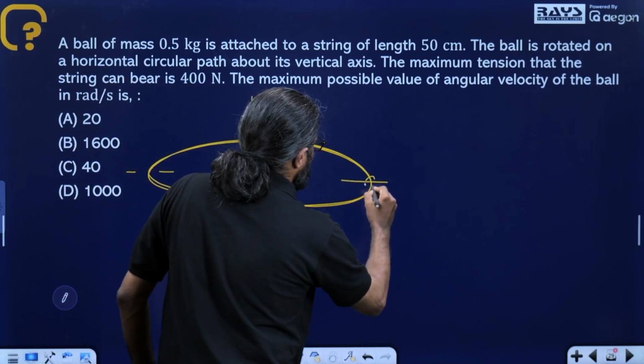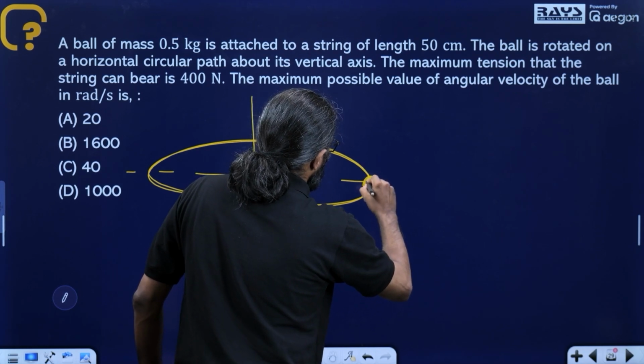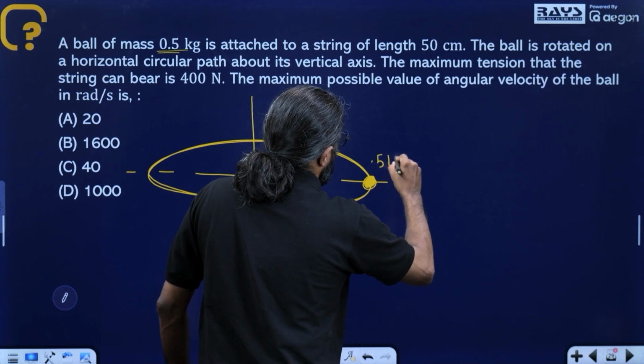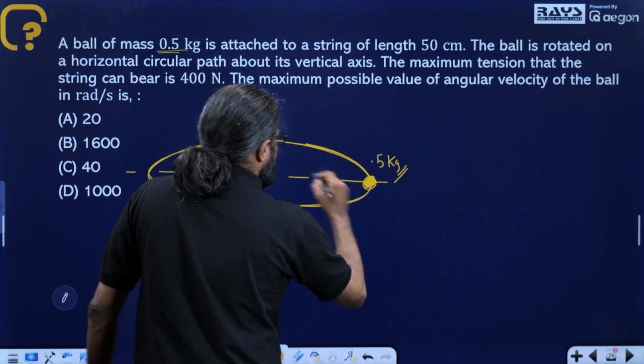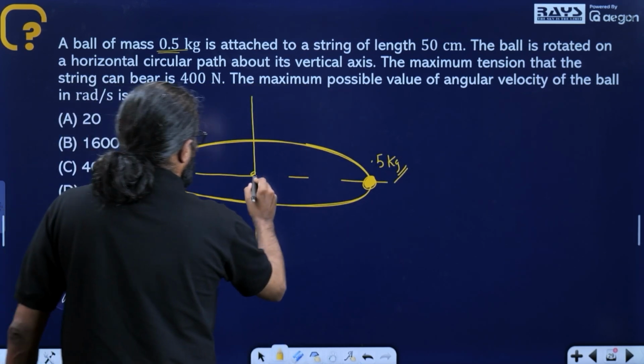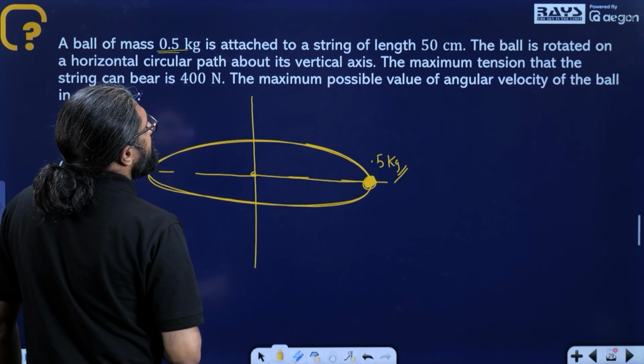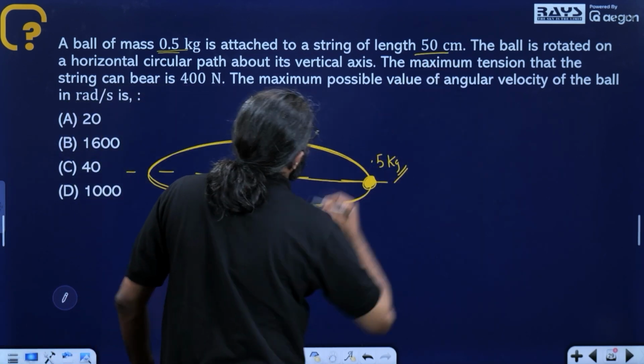And it is given that the body has a mass of 0.5 kilogram. So 0.5 kilogram is the mass. The radius here, the length of this rope here is 50 centimeters, which is basically 0.5 meters.